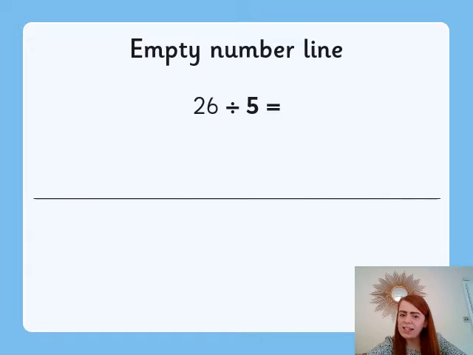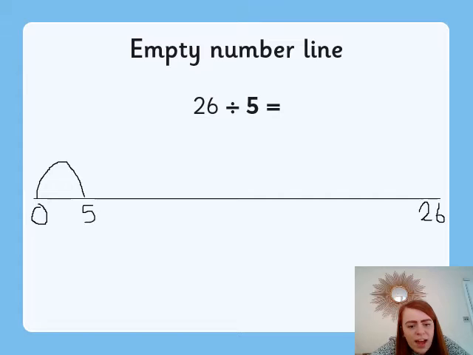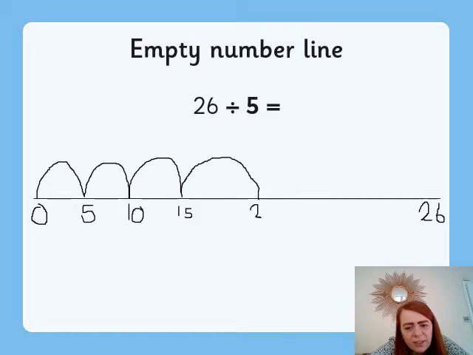Let me show you another example. This time I've got 26 divided by 5. So I'm going to write 0 here and 26 here. And I want to see, well, how many 5s are there in 26? So I'm going to do one jump of 5, which will take me to 5. Another will take me to 10. Another will take me to 15. Another one would take me to 20. Another one would take me to 25.